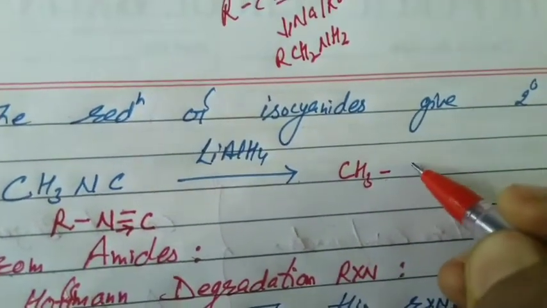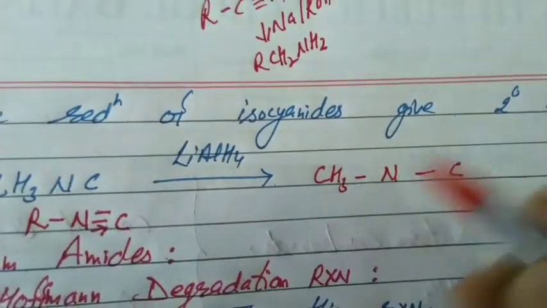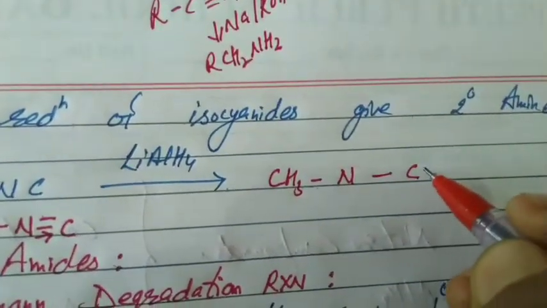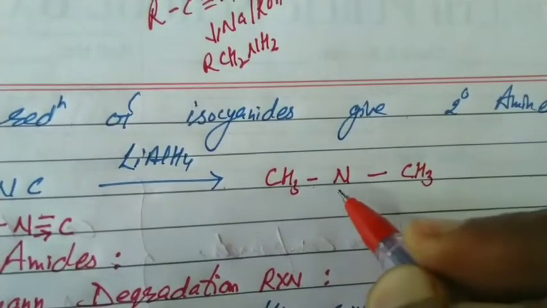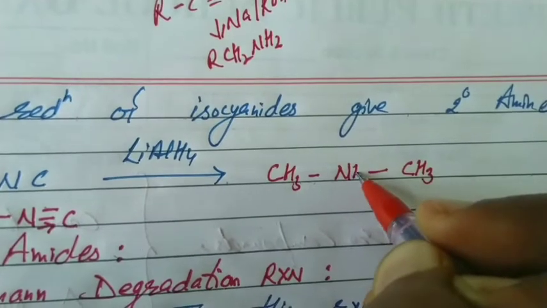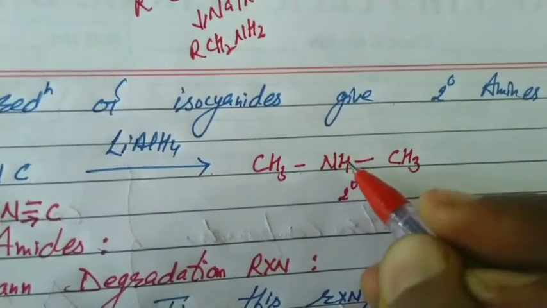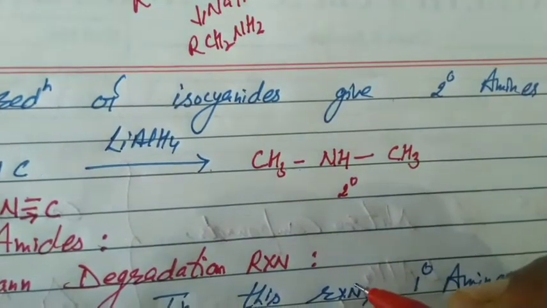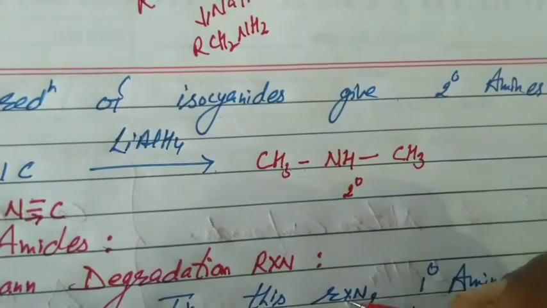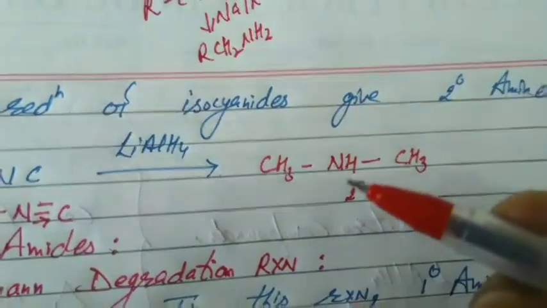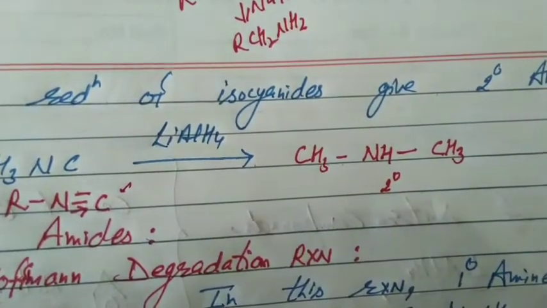The triple bond is reduced to single, but here it is CH3NC. What is the valency of carbon? 4. It means 3 hydrogen atoms attach to carbon and 1 hydrogen atom goes to nitrogen. It is clear, it is a 2 degree amine because 2 hydrogen atoms of ammonia are replaced. Its IUPAC name is N-methyl methanamine. If we reduce cyanides, we get 1 degree amine, but if we reduce isocyanide, we get 2 degree amines.